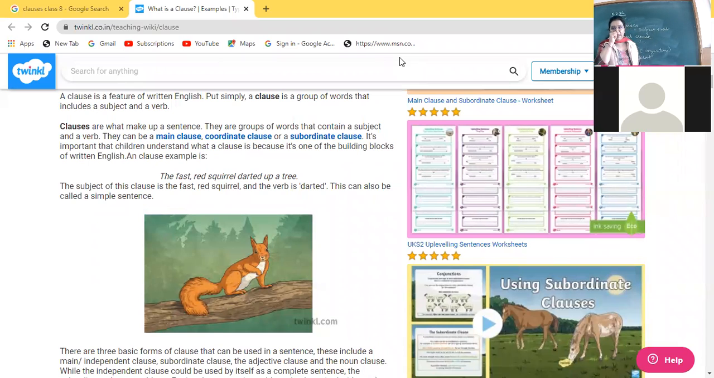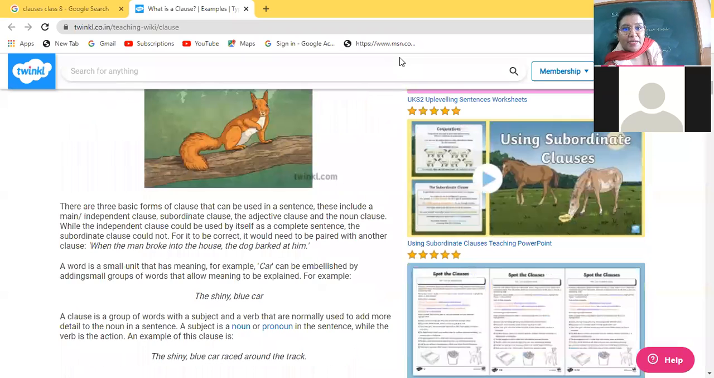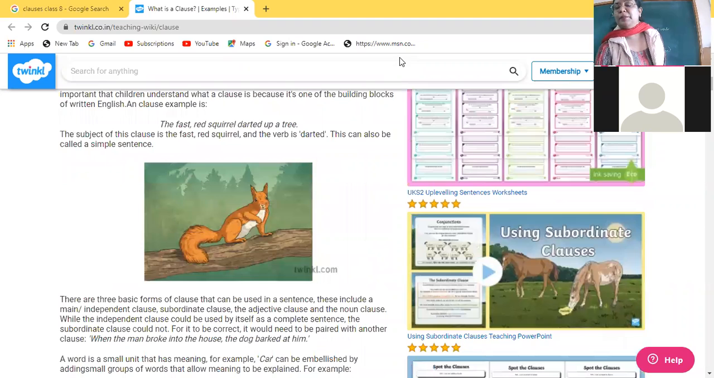And of course, like here, the fast red squirrel darted up a tree. So what is the subject? The fast red squirrel. And we have darted up a tree. We have the parts of the sentence which has a subject and the verb. Depending upon the number of clauses, a sentence can have just one clause, it can have two, or many clauses, right?